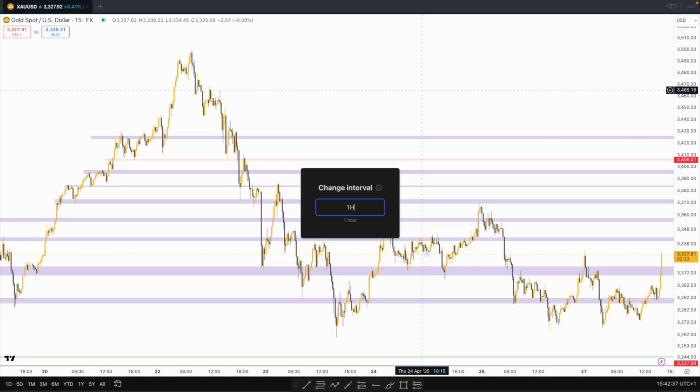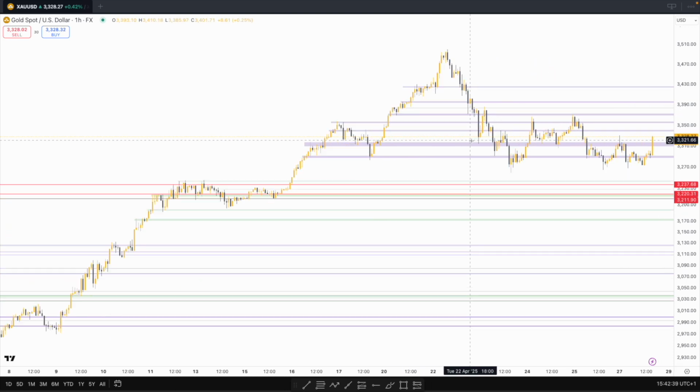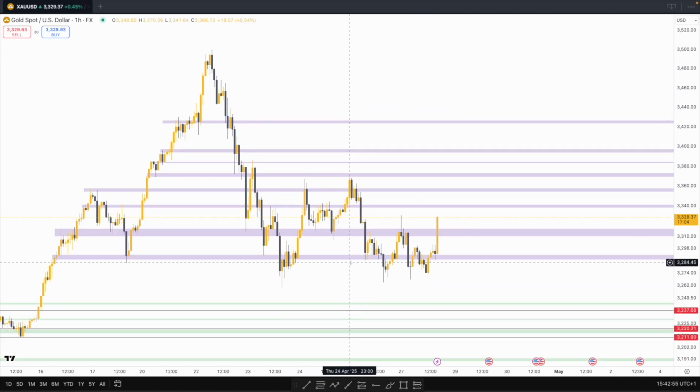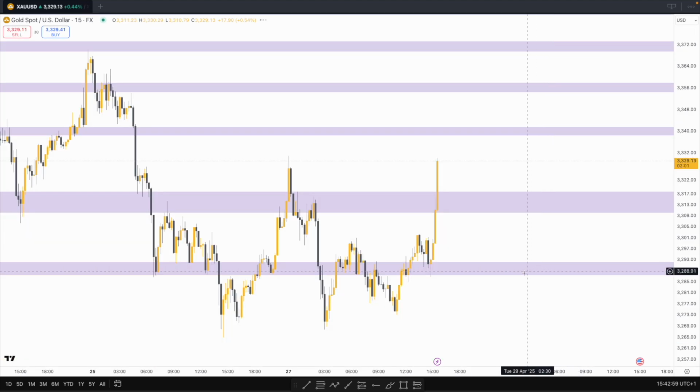Jumping straight into things here, we're going to go ahead and look at our hour one chart. So if you remember from our last technical analysis video, we saw that gold had reached a new all-time high after this strong bullish push and then the bearish reversal where we saw price come down to the depths of around 3,260. Price then started to consolidate, and as you can see, we are continuing within this consolidation range.